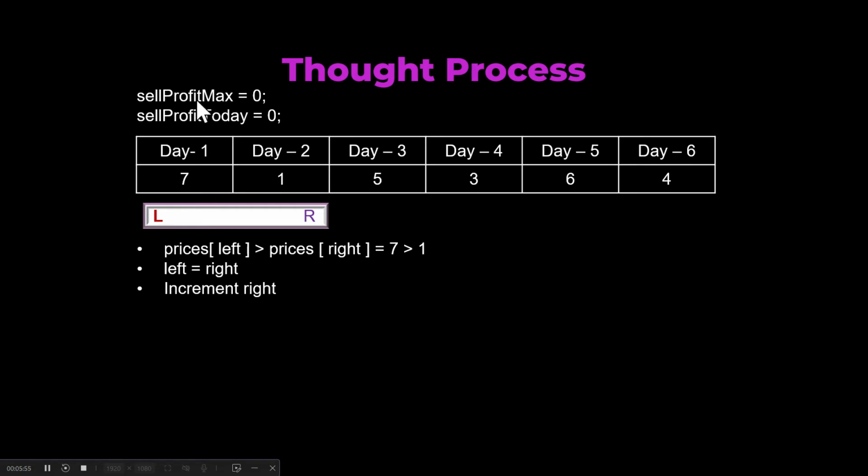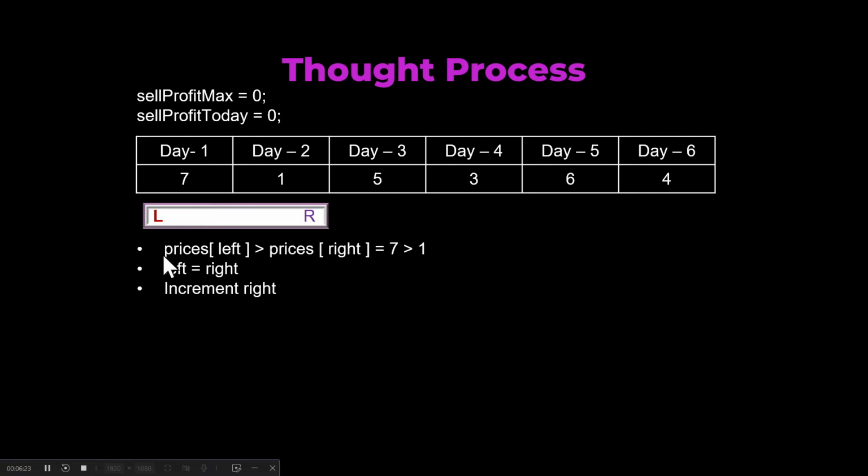Sell profit max is the maximum profit that we are going to make, so we keep track of it, initialized to 0. And sell profit today: let's say we buy on this day, we sell on any day, and we want to check the profit. To keep track of the profit we are going to make on that particular day, I set that to 0.